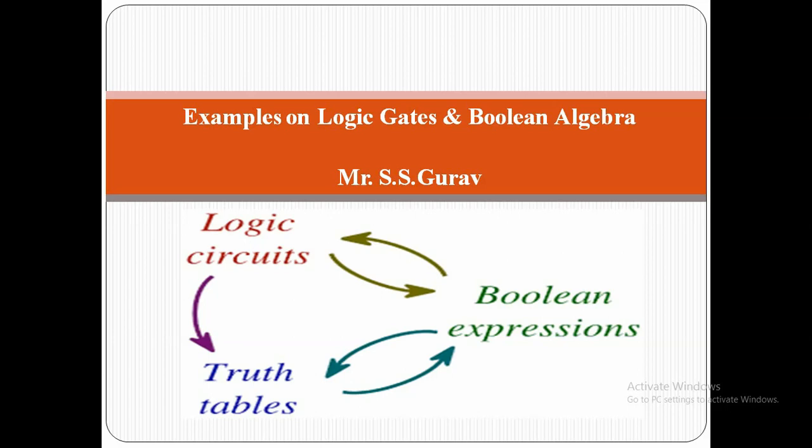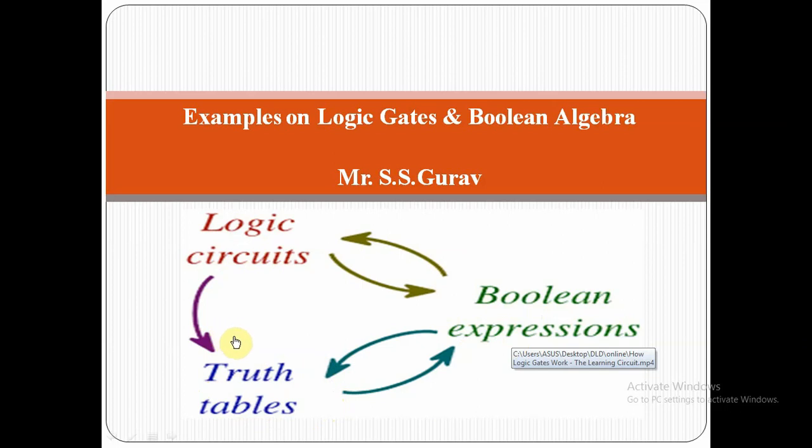Here one diagram will be shown, that is, logic circuits. Logic circuits also depend on some Boolean expressions and on some truth tables. Sometimes the truth table is given and you have to prepare the logic circuit. Sometimes the logic circuit is given and you have to prepare a truth table. From a logic circuit you have to write a Boolean expression, and the Boolean expression also depends on the truth table. Using the truth table, you have to define the Boolean expression.